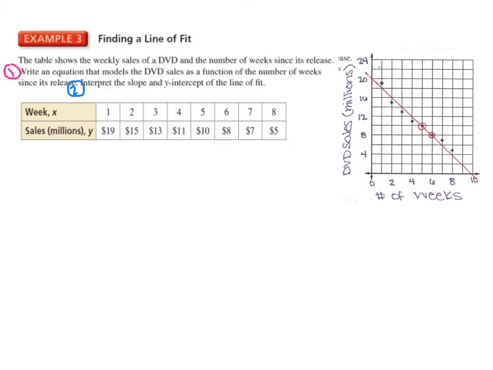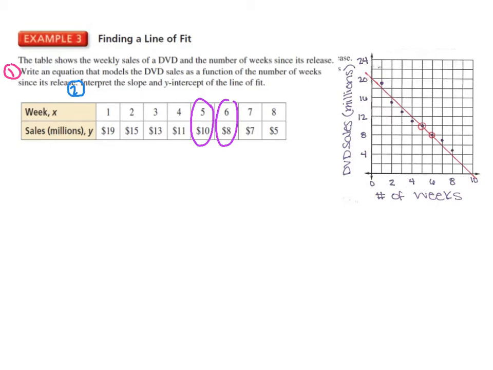Right? Does it seem like it's linear data? Is there a correlation? Yep, we decided there's a negative correlation, right? And even more, I drew in my line of fit already. Notice there are 1, 2, 3 points above the line and 3 points below the line. And I picked 2 points that were on that line. The 2 points that I picked that were on that line were the points 5, 10 and 6, 8.